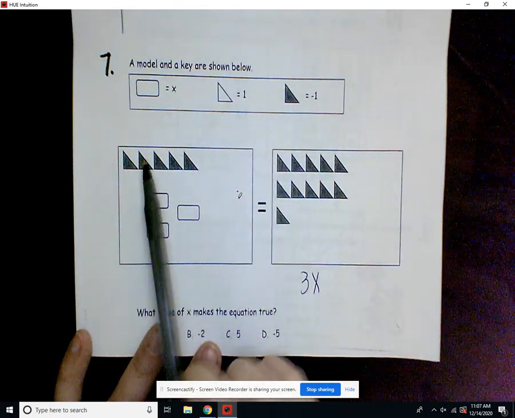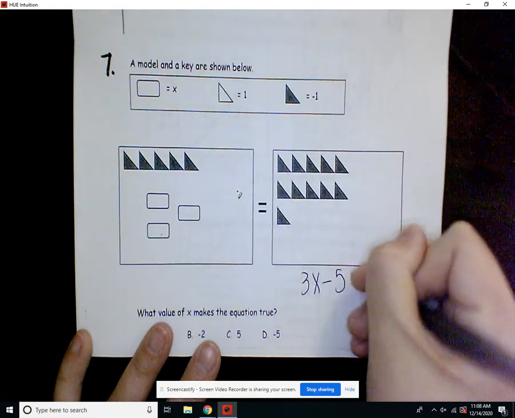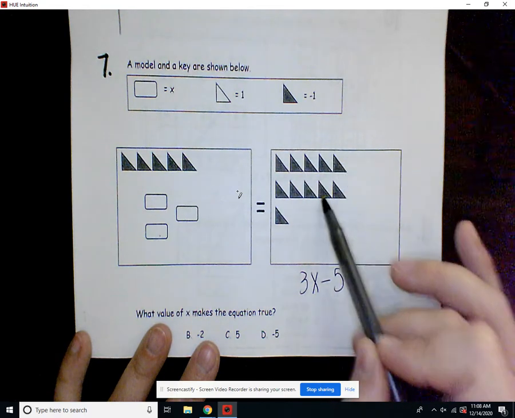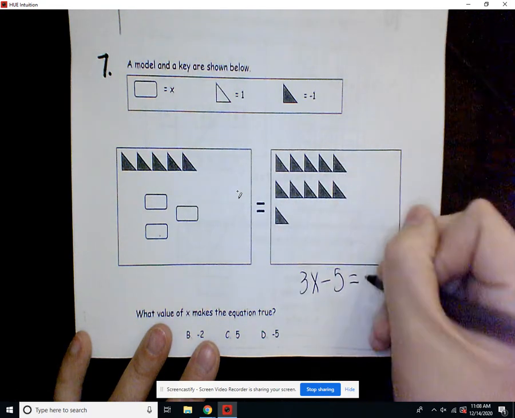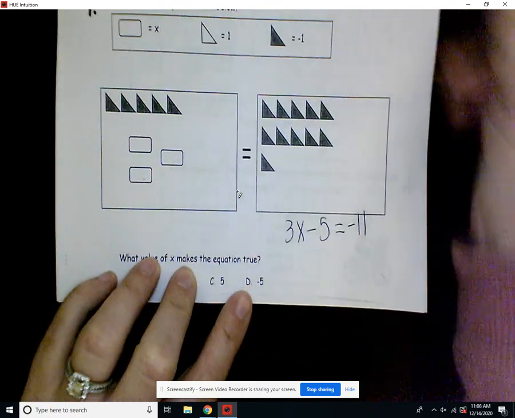Little triangles are -1s. We have 1, 2, 3, 4, 5 of those. So that's -5 equals 1, 2, 3, 4, 5, 6, 7, 8, 9, 10, 11. Those are going to be 11. Those will be negatives.